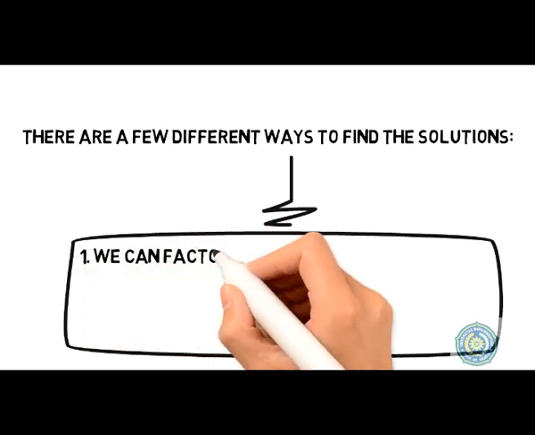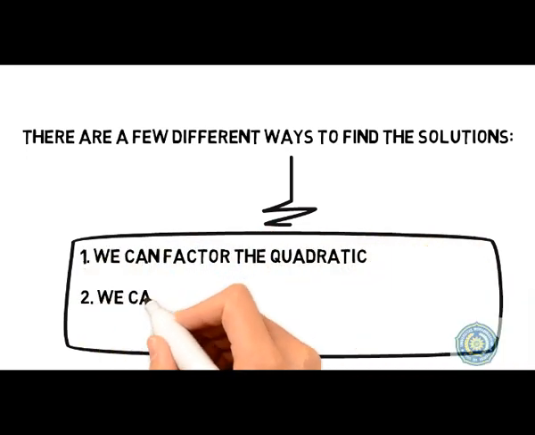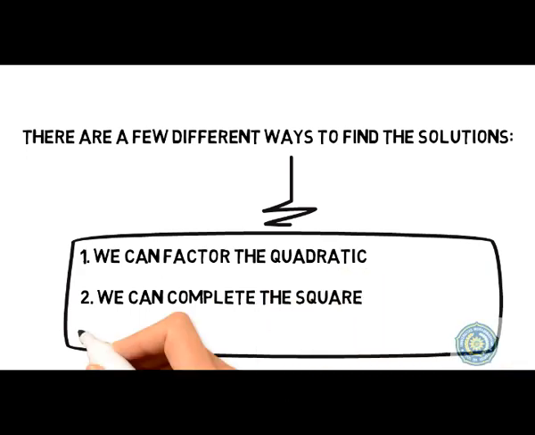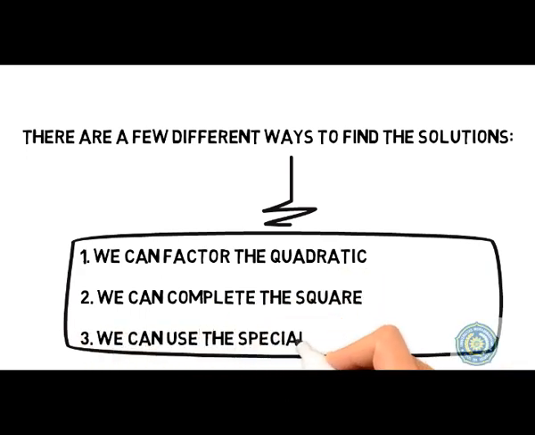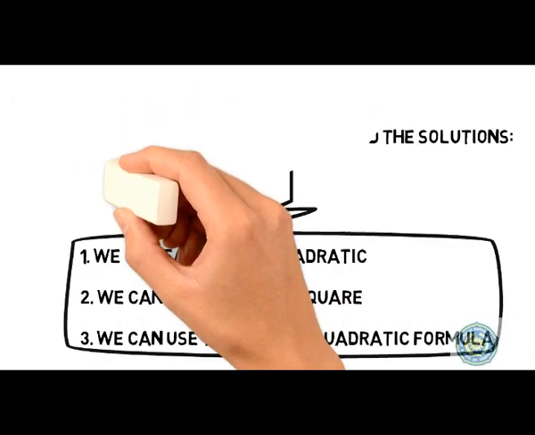One, we can factor the quadratic. 2, we can complete the square. 3, we can use the special quadratic formula. Okay, finally, you will know about quadratic equation, but the second material is quadratic formula. Let's move on.